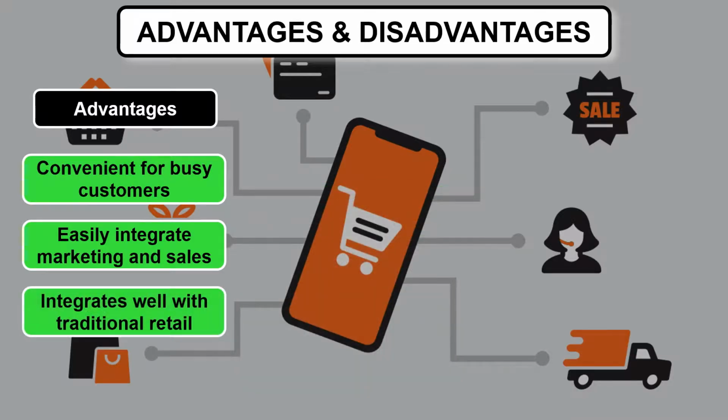MCommerce also integrates well with traditional retail outlets, as it allows customers to have loyalty cards on their phone, scan QR codes in store to access online content and unlock rewards, or even check out via your mobile phone using apps like Sainsbury's Scan and Go app.